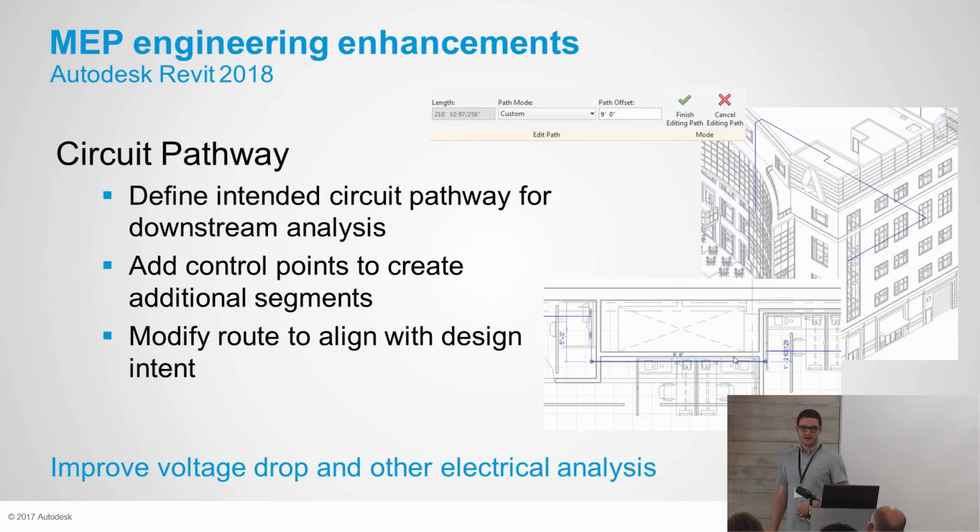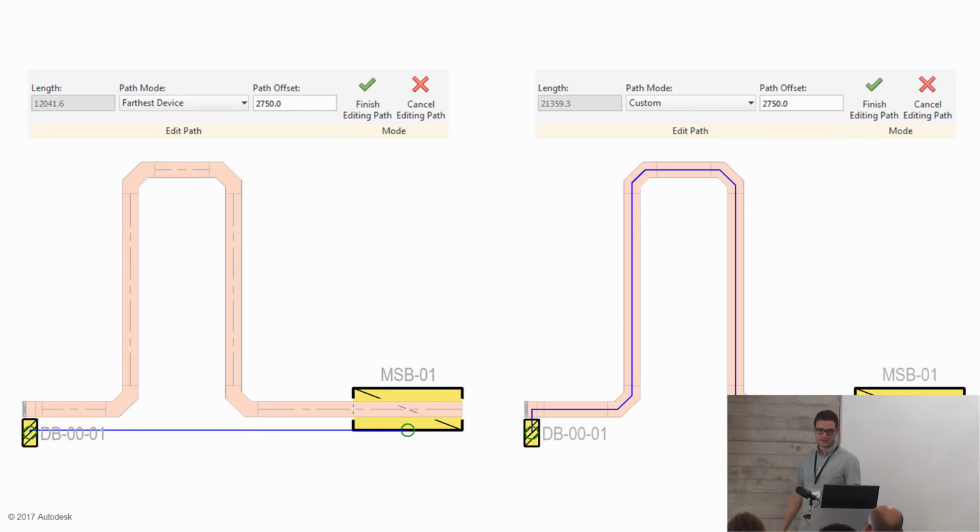This is quite a big one, the circuit pathway. Previously, if you drew electrical circuiting, it would do it as the crow flies, which is never the case. You never just string your wires up straight over there. They follow a containment path. So what they've enabled you to do now is actually trace out your containment routes.